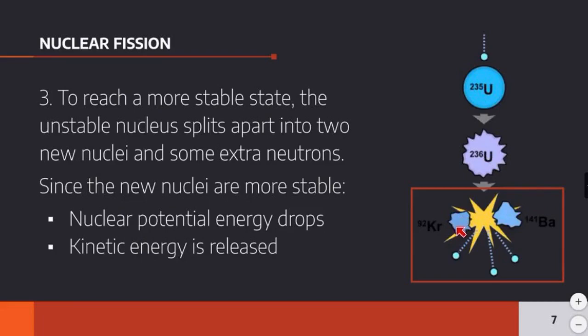So because the nuclei are more stable, that means the nuclear potential energy drops. The potential energy in the nucleus decreases because we got to a more stable state, and it means that that energy had to go somewhere because energy can't be created or destroyed. And where it goes is into kinetic energy. So when this nucleus splits and fissions, there's going to be kinetic energy released. How much kinetic energy?